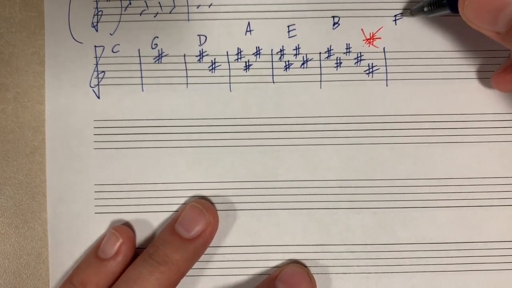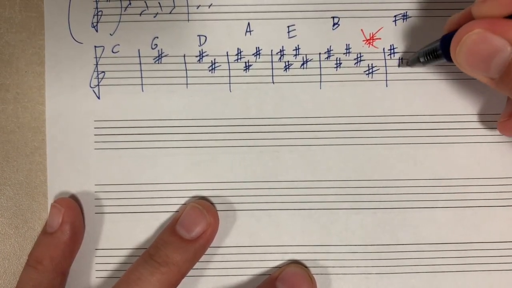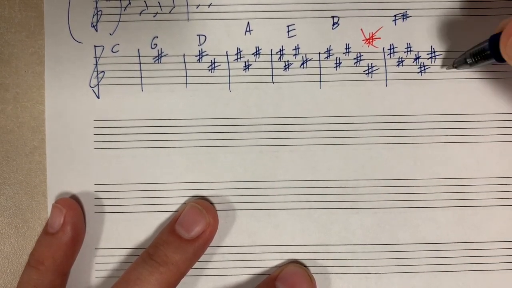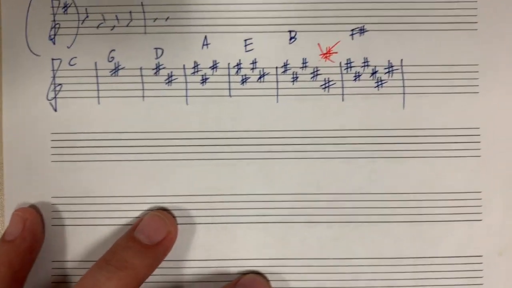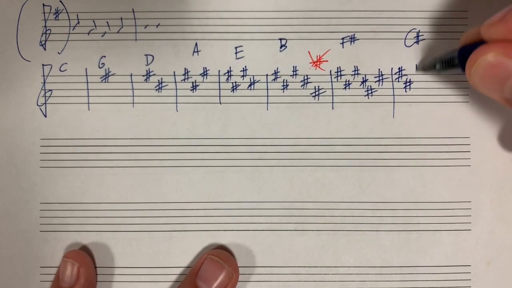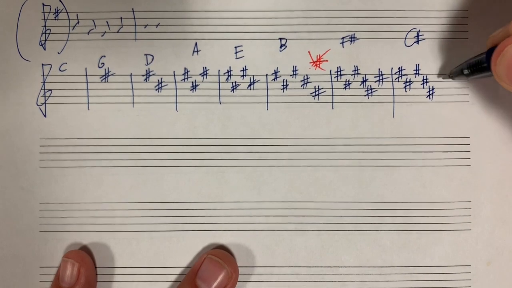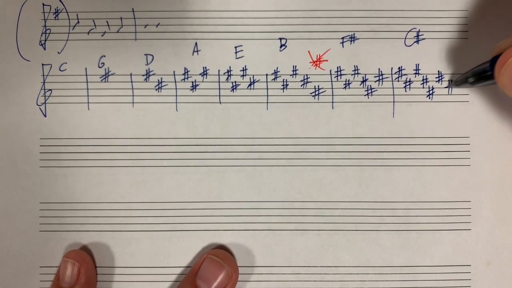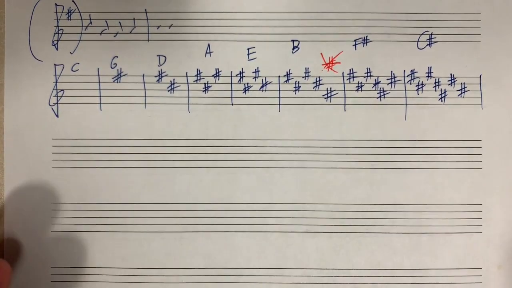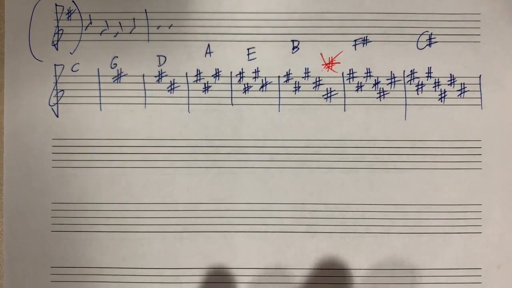Next key is F sharp. It has six sharps. Fat crabs go down and eat. Come back up for the E there. And then finally, C sharp, where every single note is sharp. Fat crabs go down and eat bears. There you go. Those are all your sharp key signatures in treble clef.